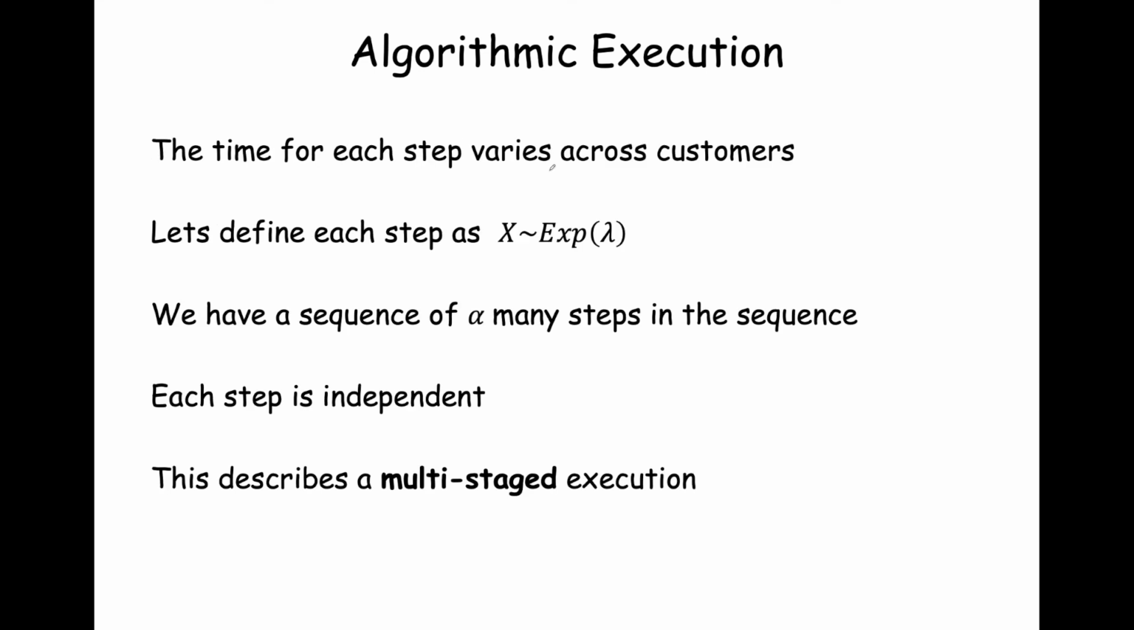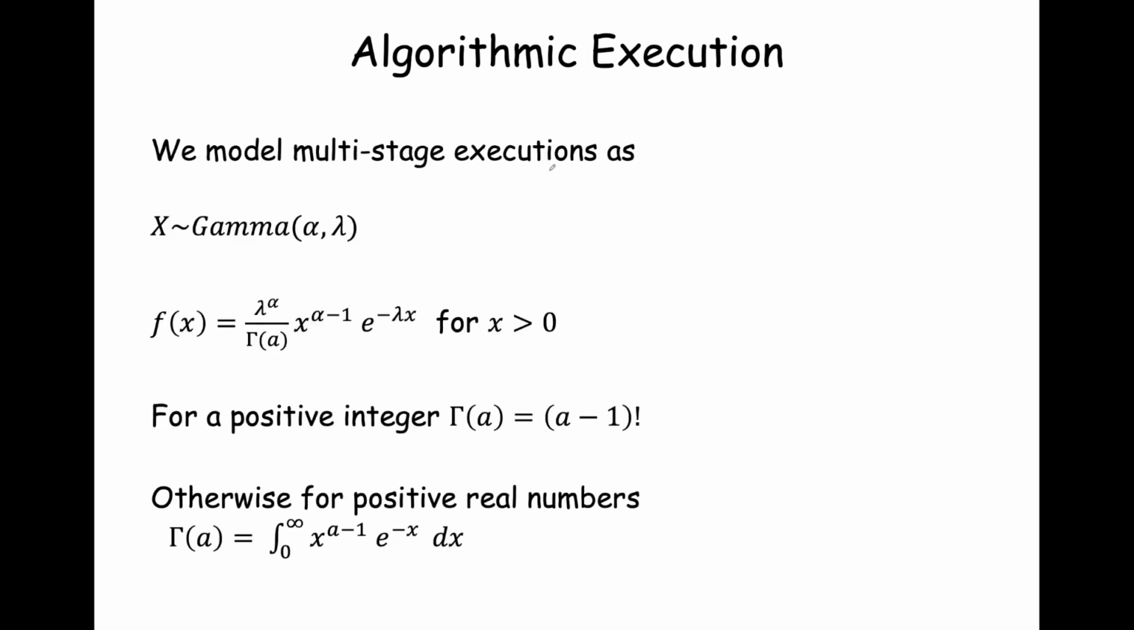So the time for each step varies across customers, and you can define each step as the time between events. Traffics in time, well, that's the exponential distribution. So the time it takes for each step, i.e. the end of a step to occur, or the beginning of the next step to transpire, you can describe as an exponential distribution. So you have a sequence of steps, and let's call the size of the sequence alpha. You have alpha many steps, each of which takes an exponentially distributed amount of time, and each step is independent. This is called algorithmic execution, or so-called multi-stage execution. And a multi-stage execution you model as a gamma distribution.